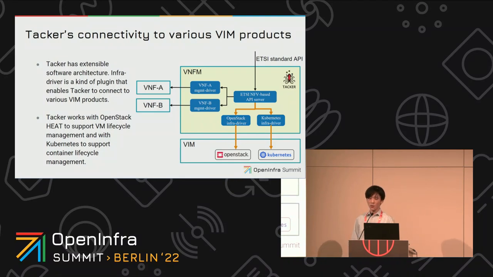And I'll explain the two features of Tacker as a generic VNFM. So Tacker has extensible software architecture. One important feature is a framework named Infra Driver. Infra Driver is a kind of plugin that enables Tacker to connect to various VIM products. So if you only prepare the corresponding Infra Driver, Tacker can connect to any types of VIMs. And actually, now Tacker works with OpenStack Heat to support VM lifecycle management and also supports Kubernetes, and it can manage the container lifecycle management. And again, if you only prepare the infra drivers, Tacker can connect to any types of VIMs, so the development cost is very low.